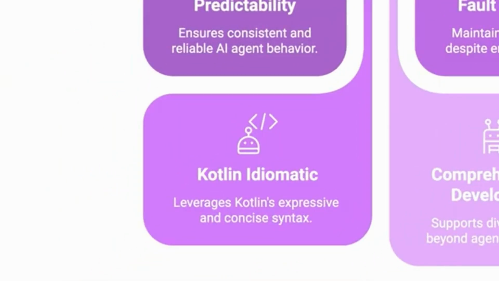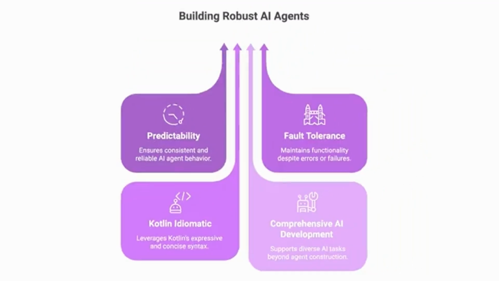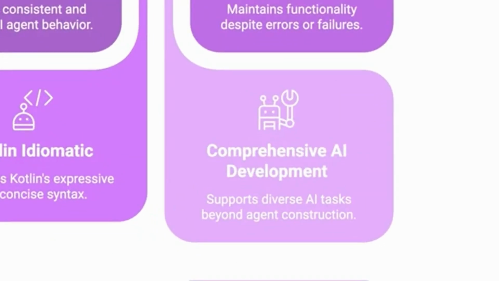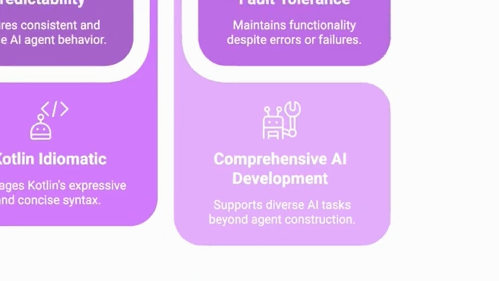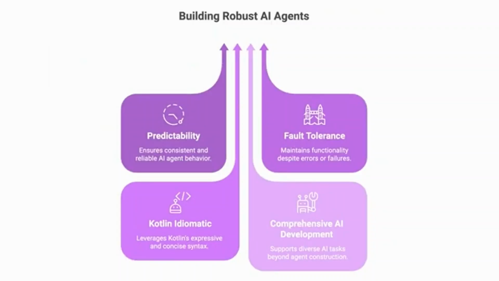Third is Kotlin idiomatic. This highlights the idea of writing agent logic in clean, expressive Kotlin. Instead of forcing complex patterns, you use Kotlin's natural strengths like extension functions, coroutines, sealed classes, concise syntax, and strong type safety. It leads to cleaner and more maintainable agent code. Last but not least is comprehensive AI development. This means the focus isn't limited to just the agent part. A real system often needs extra pieces like data processing, reasoning steps, tool execution, UI integration, or follow-up workflows. The idea is to support full end-to-end AI tasks, not just prompt handling.